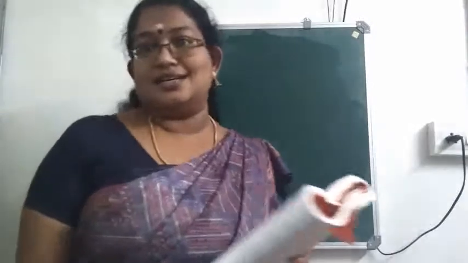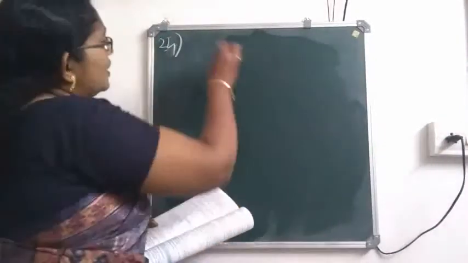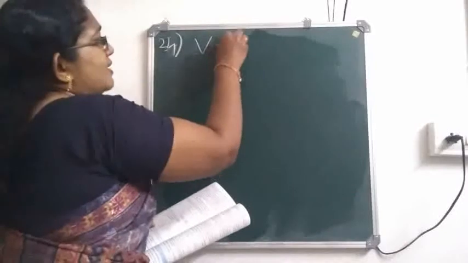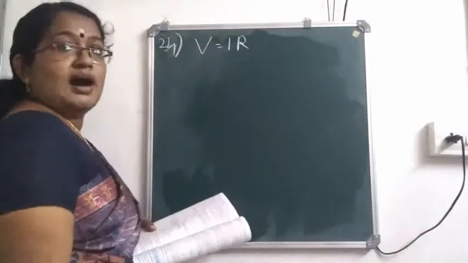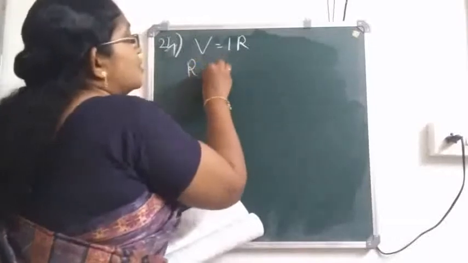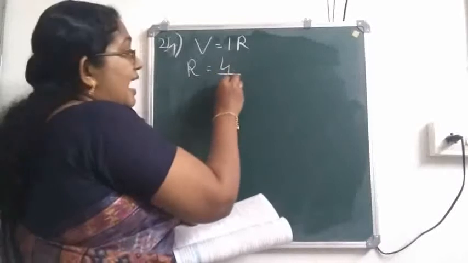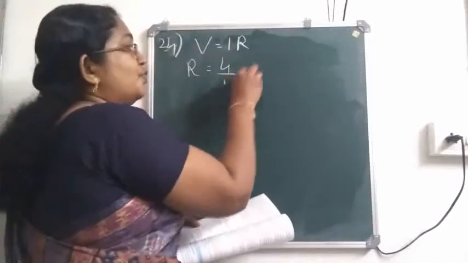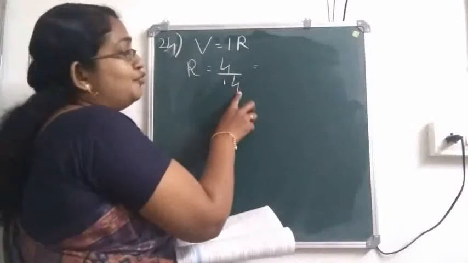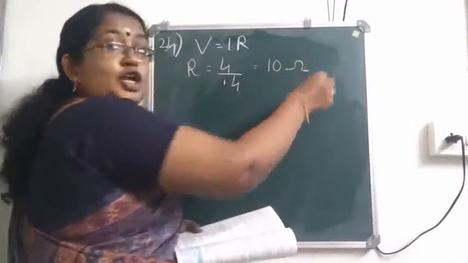Now the first question is to calculate the total resistance of the circuit. So in order to get the total resistance, what all things we need? Here we are not considering the internal resistance, isn't it? We are considering only the external resistance. So our equation is V is equal to I into R. And from here R is equal to V by I. How much is our V? It is 4 and current is 0.4. So it is 40 by 4 which is equal to 10 ohm.